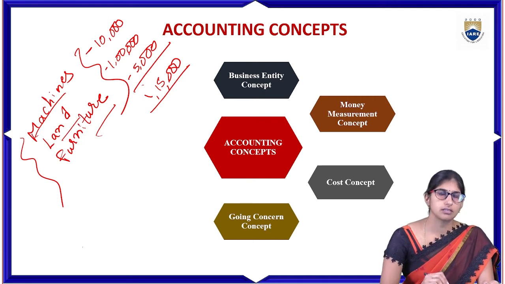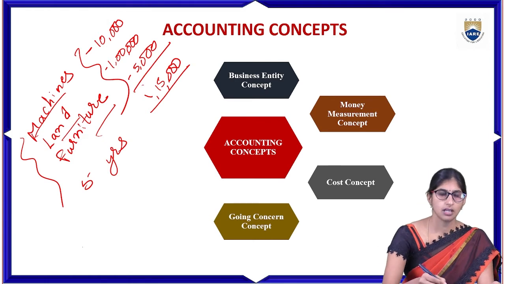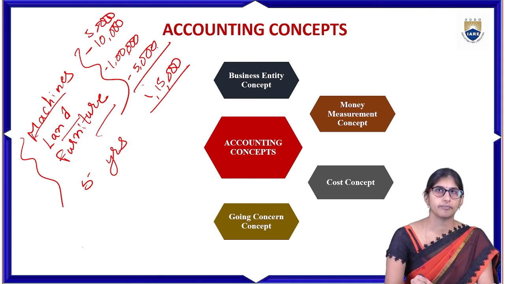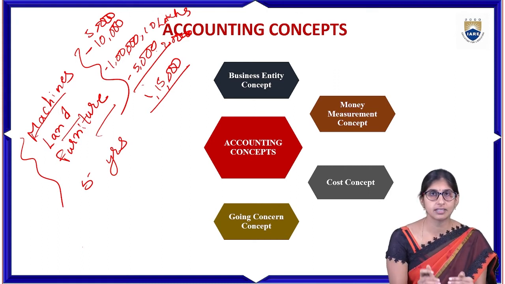After a few years of the establishment of the business, let us take after 5 years. After 5 years, what is happening? The machine's value of 10,000 becomes 5,000, for example. And when we take land, definitely nowadays real estate has got wings and is flying like anything, this might have become some 10 lakhs. And coming to furniture, this may come down to 2000, for example.